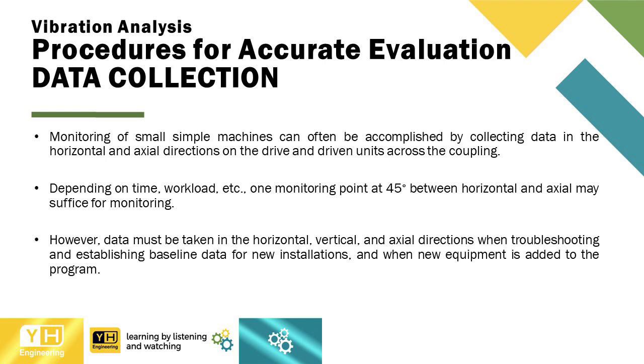Monitoring of small simple machines can often be accomplished by collecting data in the horizontal and axial directions on the drive and driven units across the coupling. Depending on time, workload, etc., one monitoring point at 45 degrees between horizontal and axial may suffice for monitoring. However, data must be taken in the horizontal, vertical, and axial directions when troubleshooting and establishing baseline data for new installations, and when new equipment is added to the program.